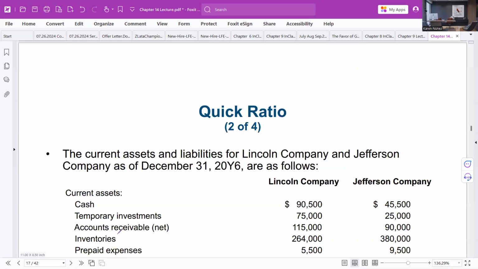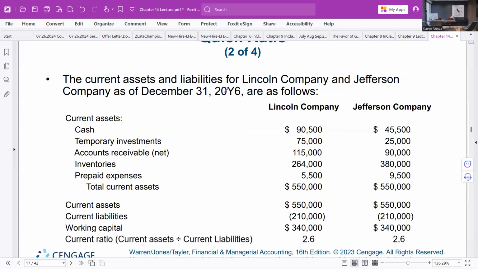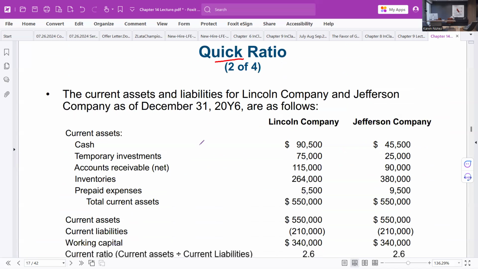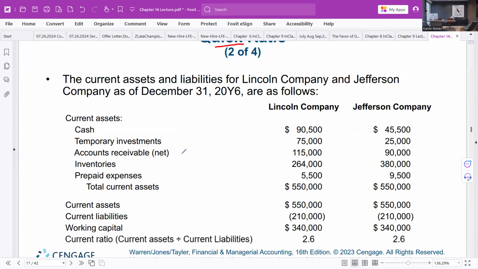In addition to the current ratio, we will also look sometimes at the quick ratio. The quick ratio measures the ability to use those quick assets to pay those current liabilities. What are the quick assets? Well, the quick assets consider only assets that can be quickly converted into cash. And that would be cash, temporary investments, accounts receivable. Typically, it would take longer to convert inventories. So we leave off inventories and prepaids. Those typically aren't assets that can be quickly converted into cash.